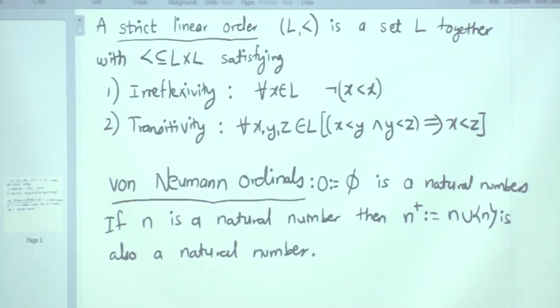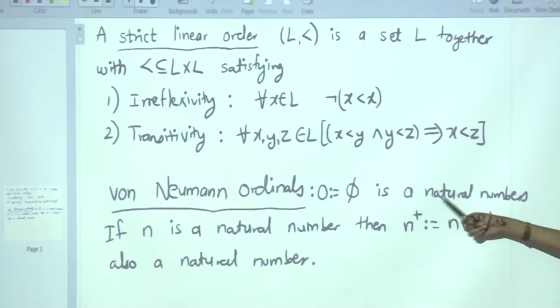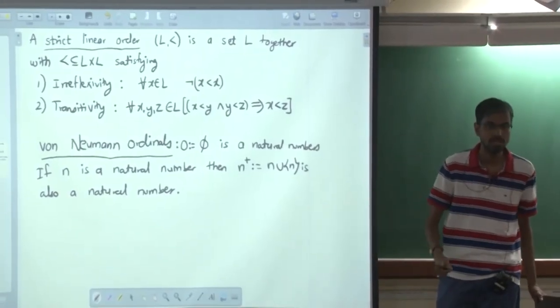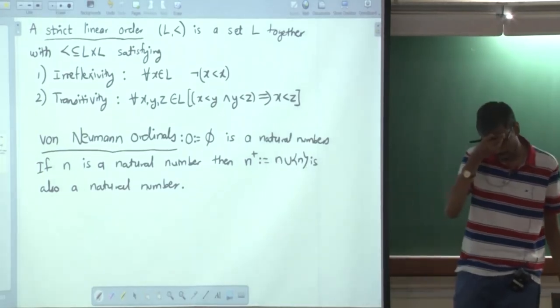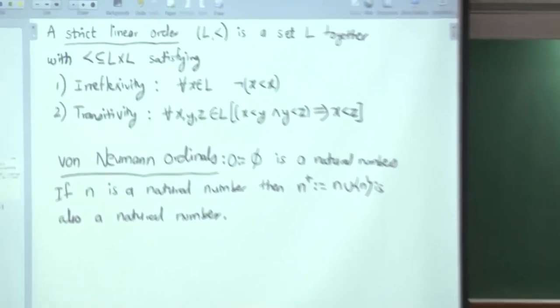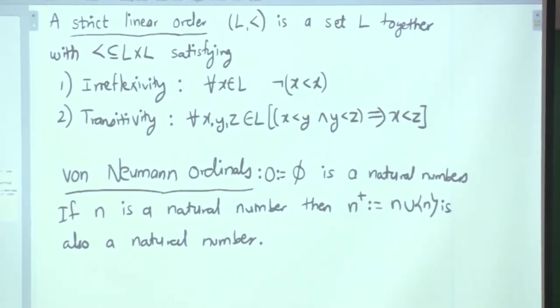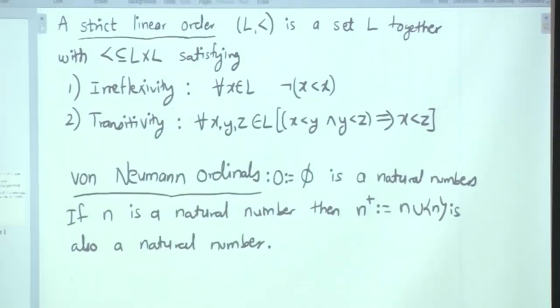relationship. Just to remind you, what are von Neumann natural numbers? I'm calling them ordinals because we'll enlarge this list today. So 0, which is the empty set, is a natural number, and if n is a natural number, then so is n plus. N plus, all of you remember, is n union singleton n, and because of the axiom of foundation, n doesn't belong to n, and therefore this is a strictly bigger set. So it is the so-called successor of n. Okay, very good.